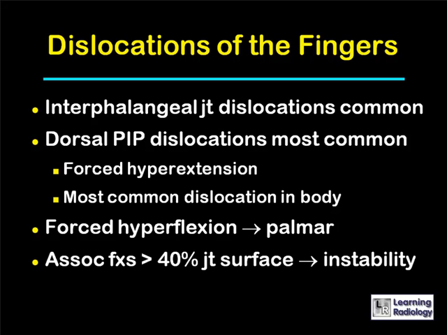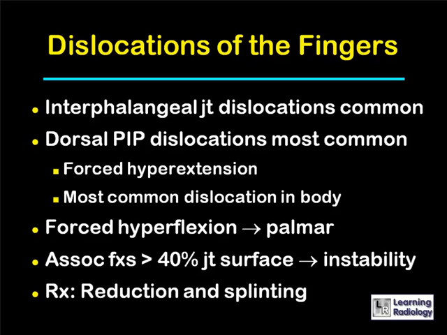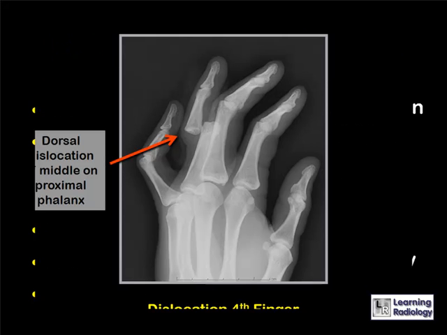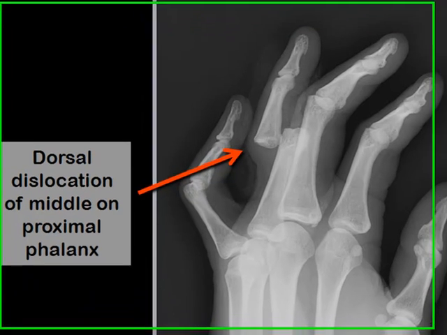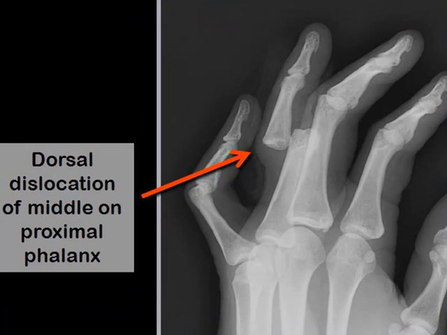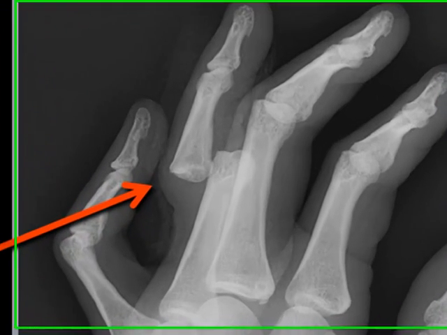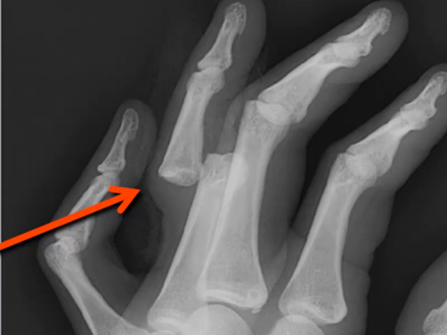They can be associated with fractures, and if the fracture subtends more than 40% of the joint surface, it's frequently unstable and may require surgery. The treatment for finger dislocations, though, is usually closed reduction followed by splinting. This is a classical example of a dorsal or posterior dislocation of the middle on the proximal phalanx of the ring finger.